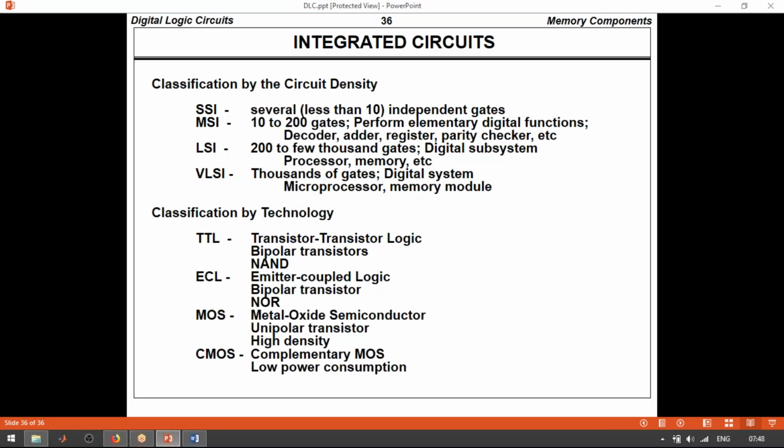And nowadays we are not purely using digital circuits alone. We are using mixed signal devices only. Whatever circuits we consider, we are using both analog and digital.